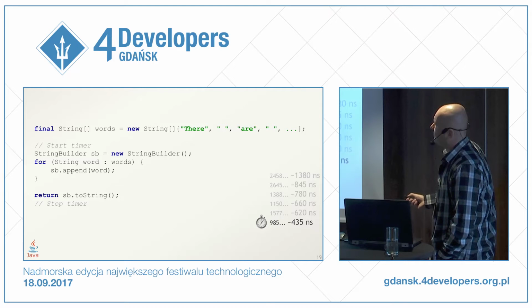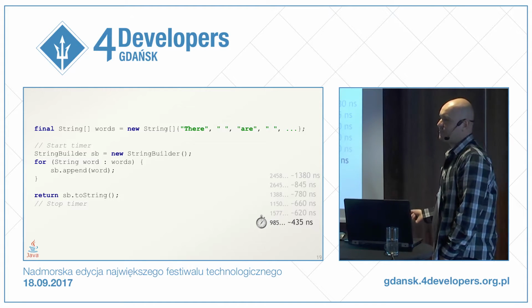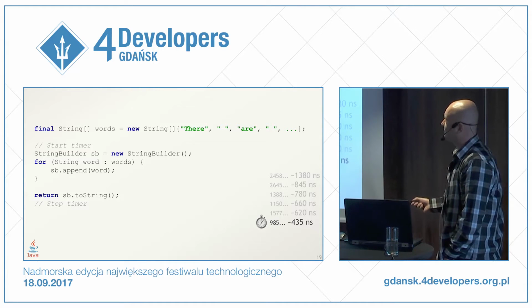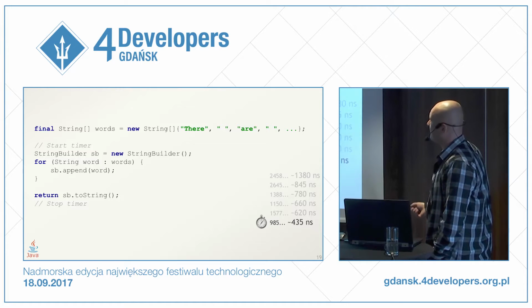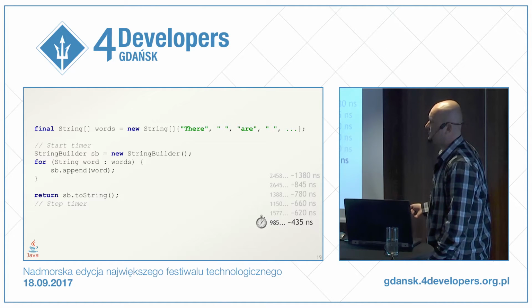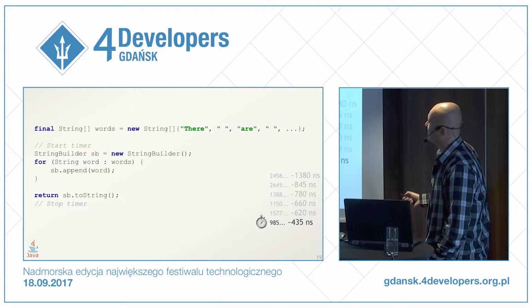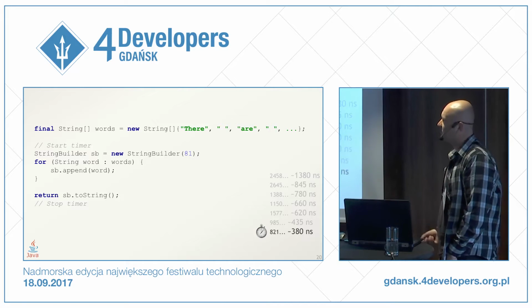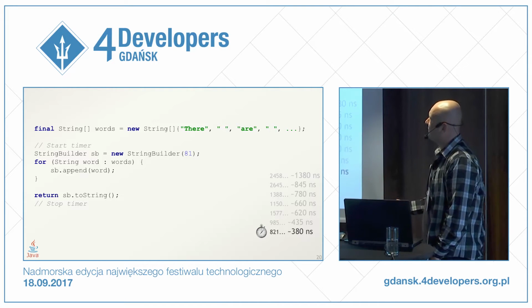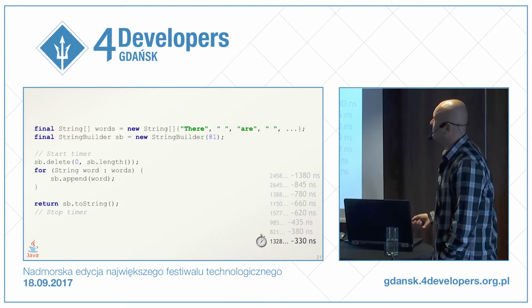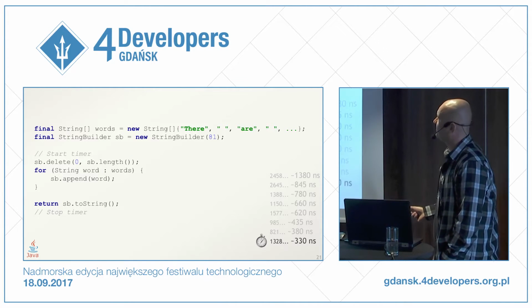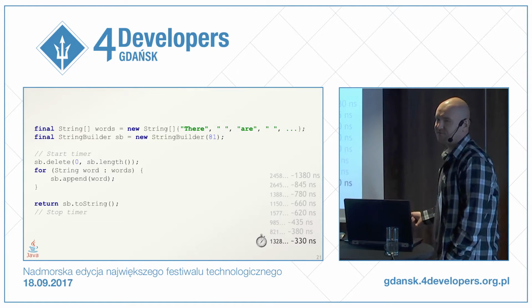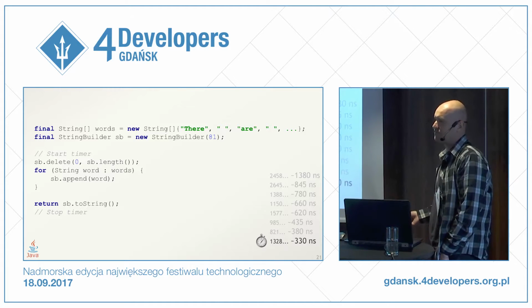Here we have the StringBuilder class, which is dedicated to the purpose of merging strings into a single one. Because the strings are immutable, StringBuilder is supplied. And we see the time is better, 400 nanoseconds. We can pass the expected size initially like this, and the time is even better. We can even reuse the StringBuilder object. Allocate it here, delete the content with each loop, and we have 300 nanoseconds. Let's remember that number, 300 nanoseconds.